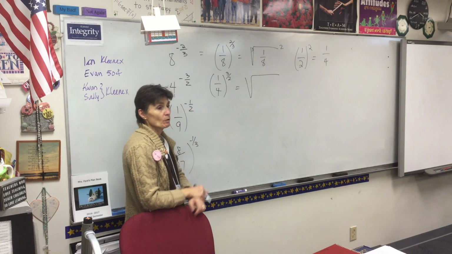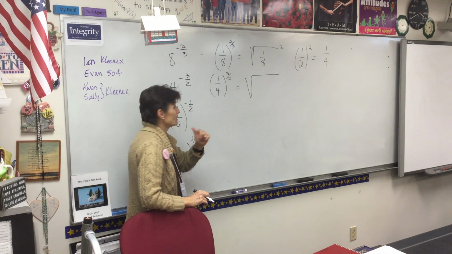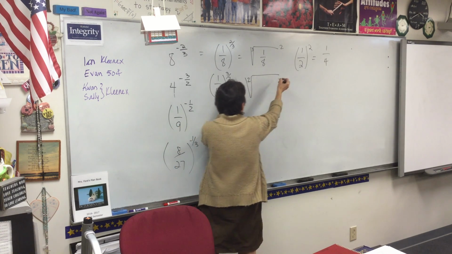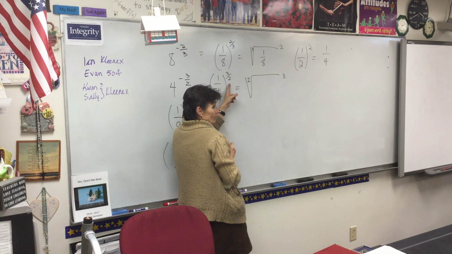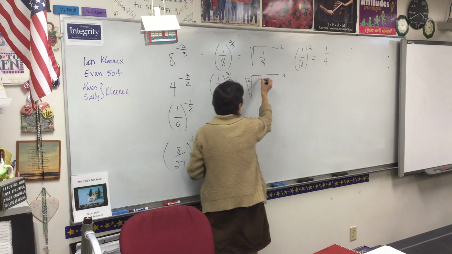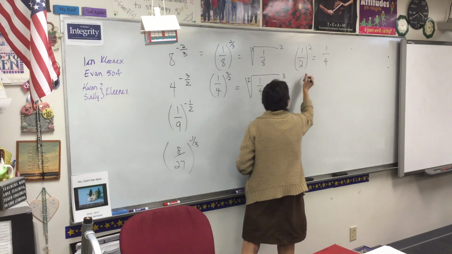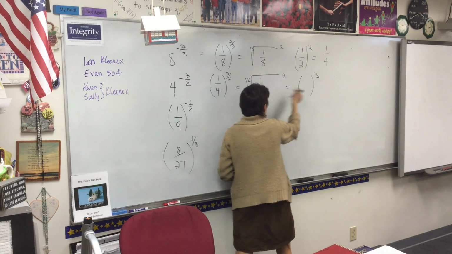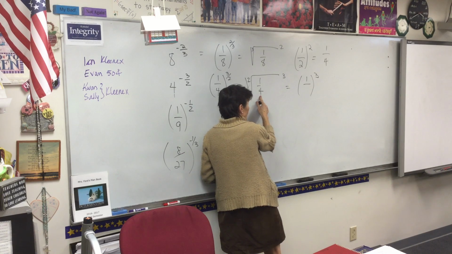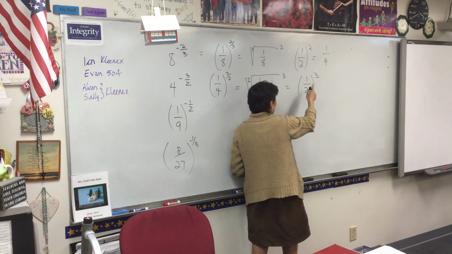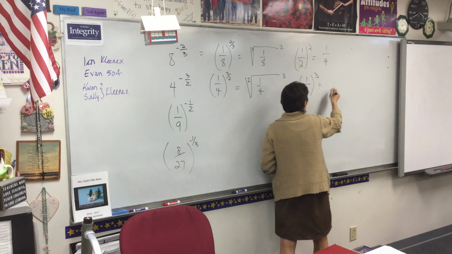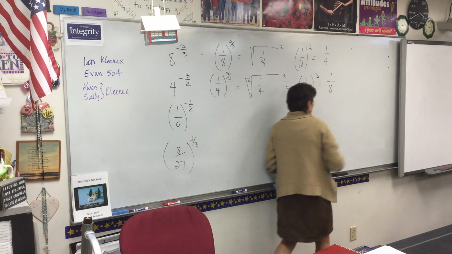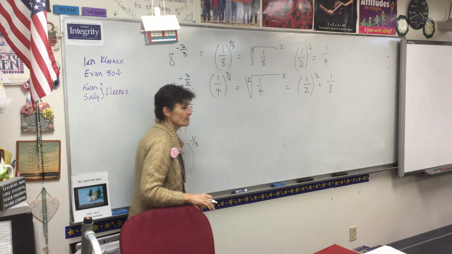Now, that is a fractional exponent. A fractional exponent says radical. This tells you what the radical is. It's the square root cubed, right? And under here is 1/4. All right. What's the square root of 1? 1. What's the square root of 4? 2. Now we're going to cube it. 1 cubed, 1. 2 cubed, 8. 2 cubed is 8. 2 times 2 times 2.